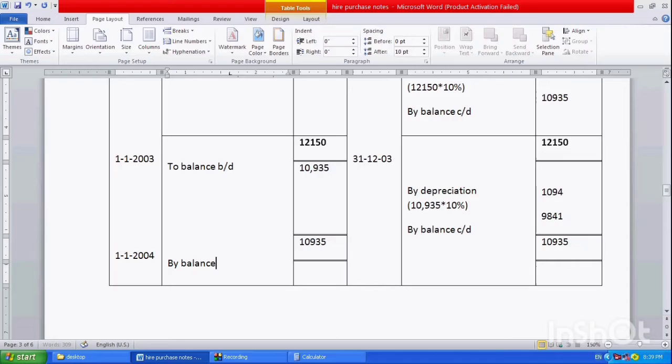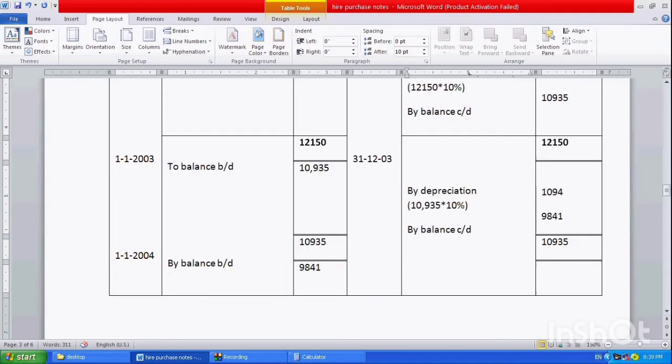By mistake I have written here by balance brought down, but actually it's to balance brought down, so I will correct it. To balance brought down how much? 9,841. Okay, so what we have to do is calculate the final depreciation here. So before that we have to write the date 31st December 2004 by depreciation.